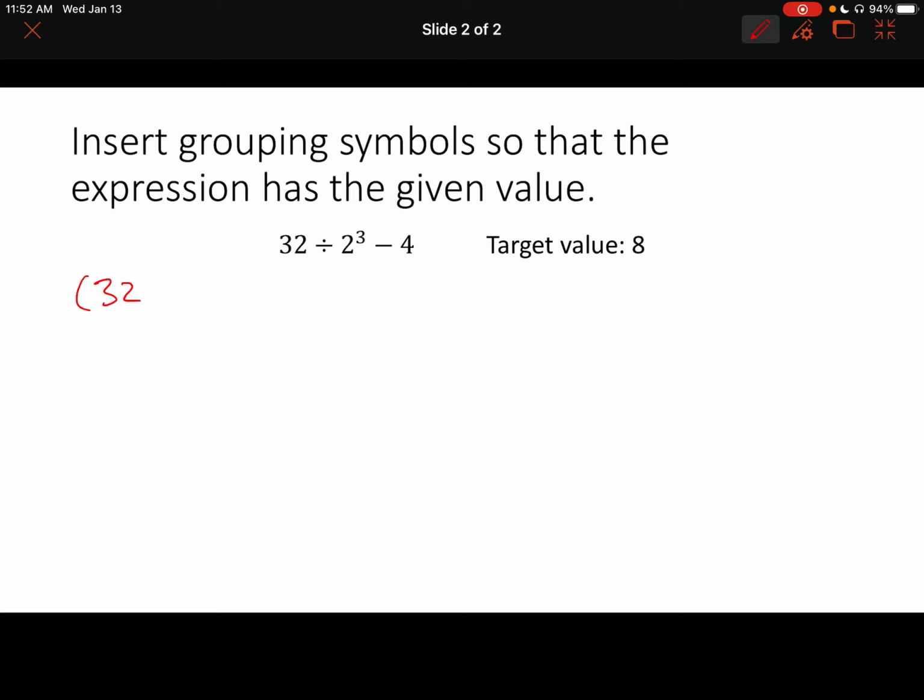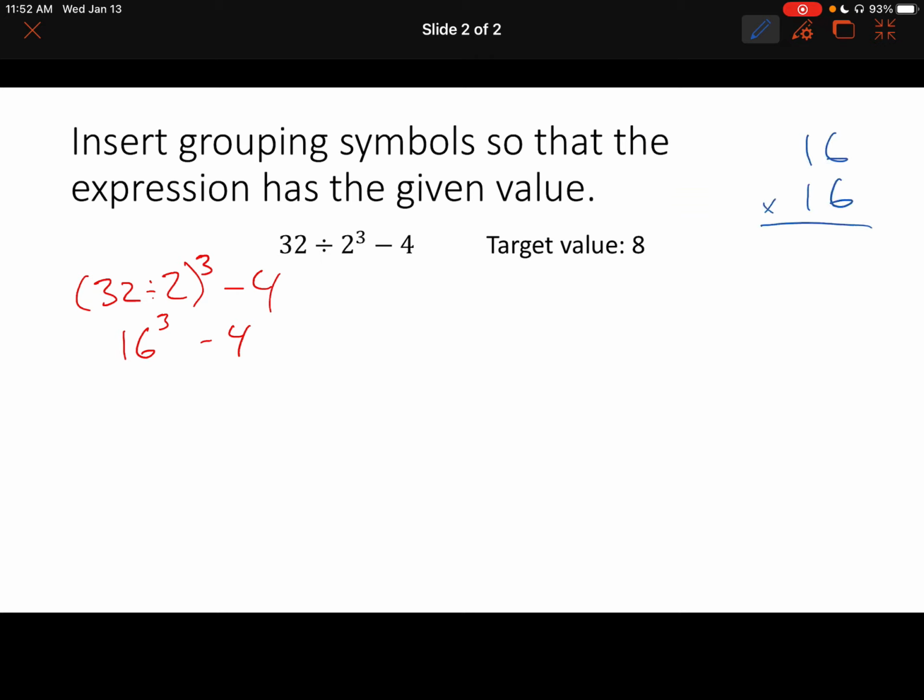In this case, our expression is 32 divided by 2 to the power of 3 minus 4, and our target value is 8. There's not a lot of places I can put grouping symbols, so I'm just going to start with the left. We'll put in grouping symbols like this: 32 divided by (2 raised to the power 3) minus 4.